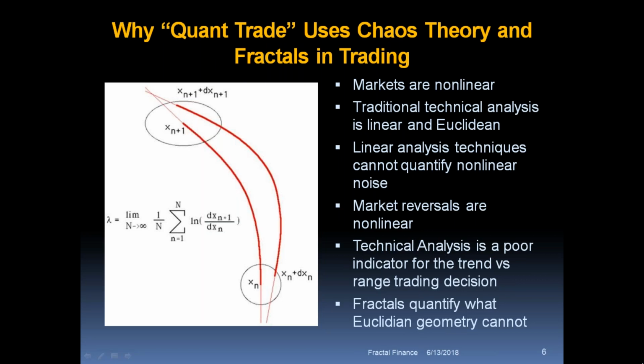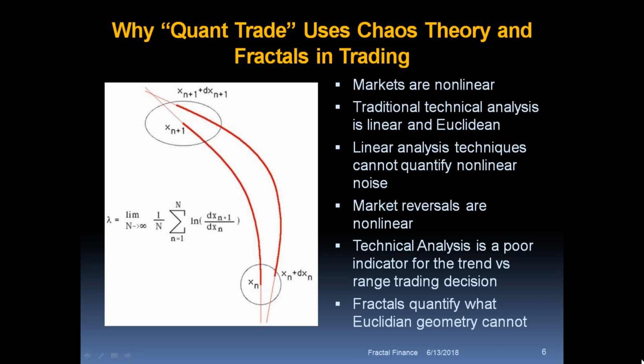So leading up to why we use chaos theory and fractals in trading at Quant Trade, as I mentioned earlier, the markets themselves are nonlinear, and the regular conventional technical analysis that you're going to use is based on just a linear, straight line type of math. It's going to give you an average. It's based on a bell curve, and that's not really how markets work most of the time.